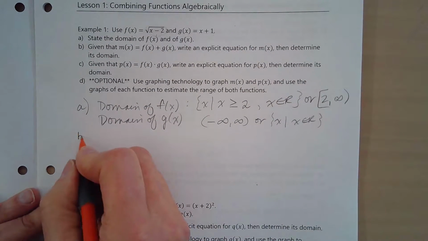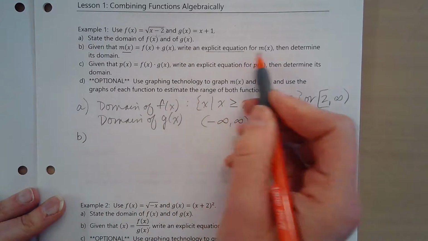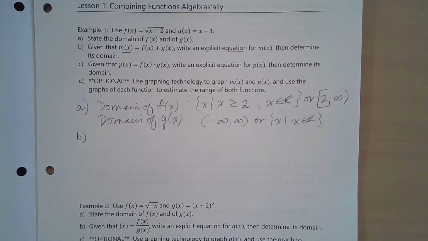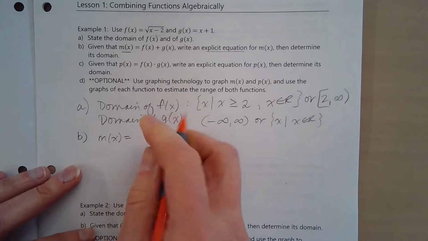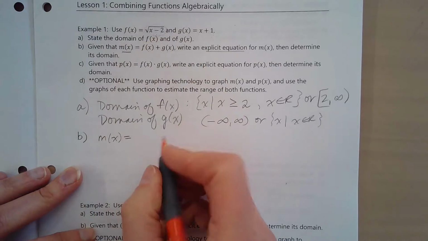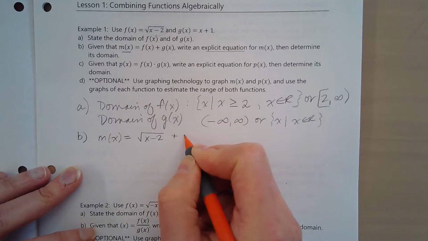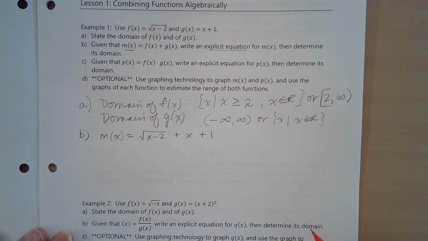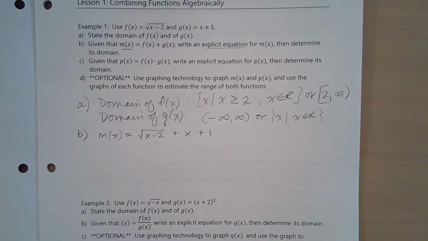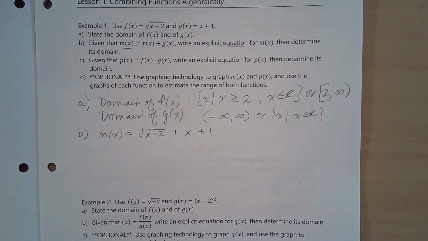Good, okay. Given that m of x is f of x plus g of x, write an explicit equation for m of x. They're just saying add together and simplify. So m of x would be equal to, well, f of x plus g of x. So that would be the root of x minus 2 plus x plus 1. Okay, that's going to be a really weird, you could try that in Desmos later if you wanted to. It's kind of going to resemble, I think, a radical, but a little stranger, not quite radical shape.